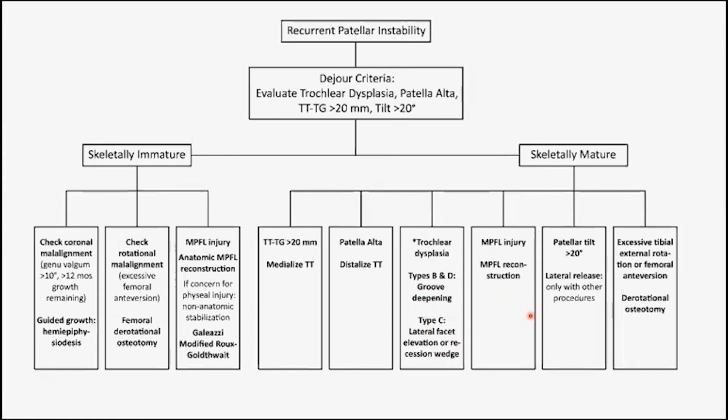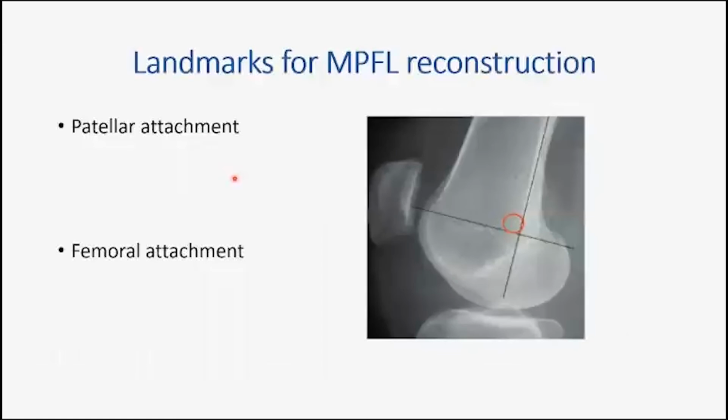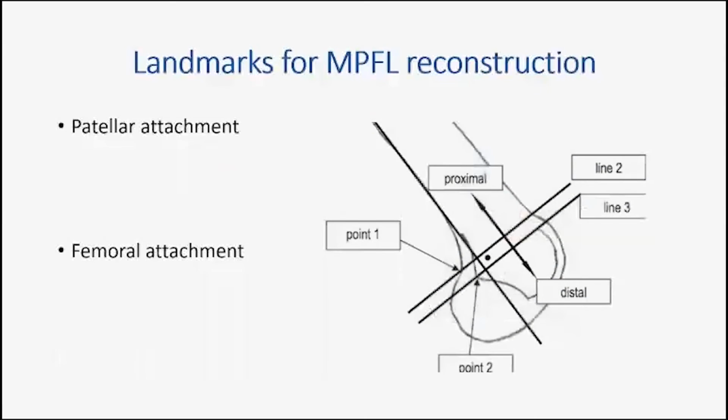The medial patellofemoral ligament reconstruction is indicated in many patients. Patellar tilt, if it was more than 20 degrees, do lateral release, but not as a sole procedure. It is only done with other procedures as well. If we have rotational malalignment, we will do derotational osteotomy. It is important to know the landmarks for the medial patellofemoral ligament reconstruction, the upper half of the patella and Schöttle point. Thank you.